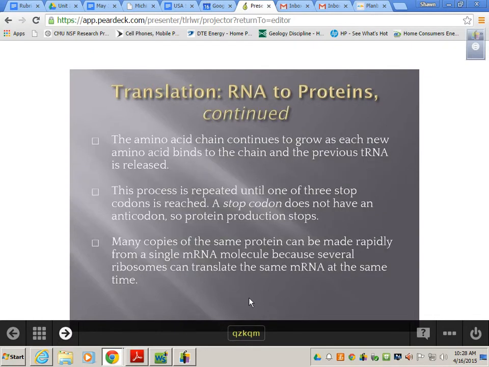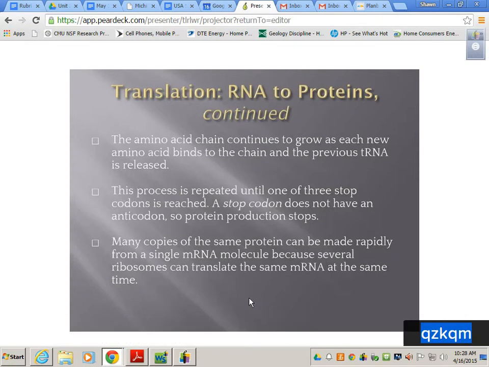Clicker's not working. There we go. So the amino acid chain continues to grow as each new amino acid binds to the chain and the previous tRNA is then released. Hey, so if my tRNA matches the anticodon, drops off its amino acid, then it goes and finds what? If somebody took my ball, I go look for another ball. If someone takes my amino acid, I go look for another amino acid. So tRNA is going to go out and find another amino acid. Where does it find it at?